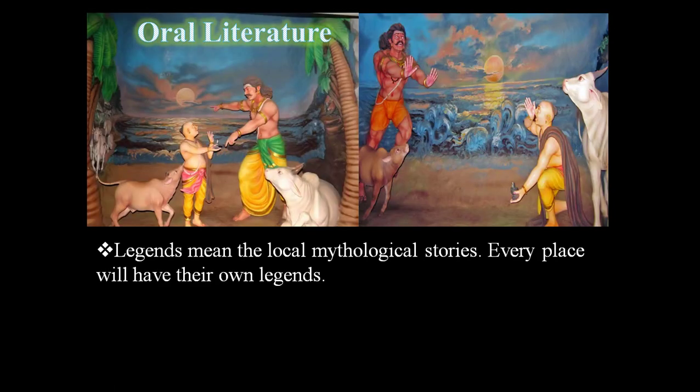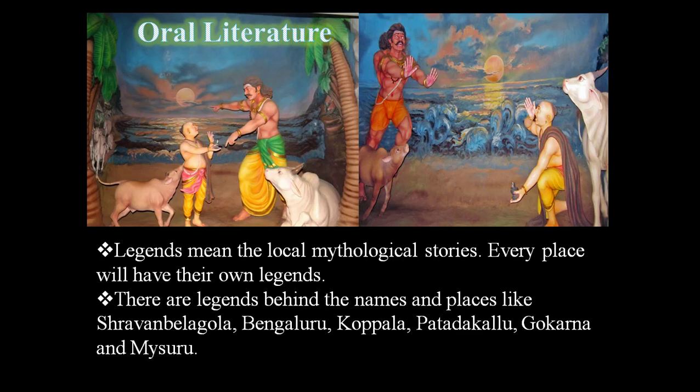And then there are legends, which are also oral literature. Legends mean local mythological stories. Every place has its own legends. There are legends behind the names of places like Shravana Belagola. How did the place Shravana Belagola come into existence? I think you are aware of the story of Bahubali behind it. And then Bengaluru, with its founder Kempe Gowda.